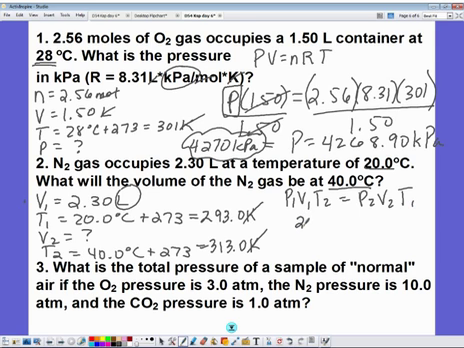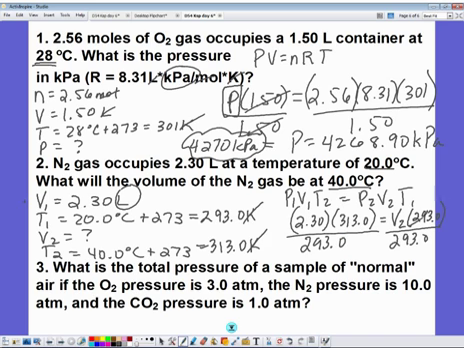So I plug in my 2.30 times my 313.0 equals my V2 times my 293.0. Laura, how do I isolate my V2? Divide both sides by 293.0, so that goes away. And it gives me my V2.